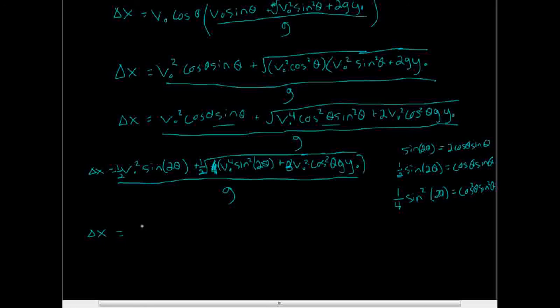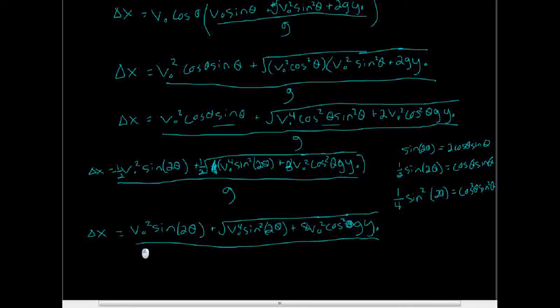So we'll get delta x equals v naught squared sine of 2 theta plus the square root of v naught to the 4th times the sine squared of 2 theta plus 8 v naught squared cosine squared theta, that's a theta, trust me, times g times y naught, and all of that divided by 2g.